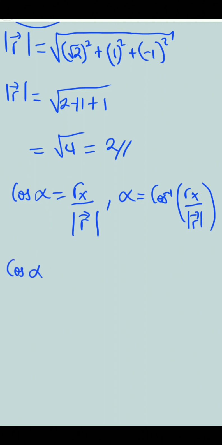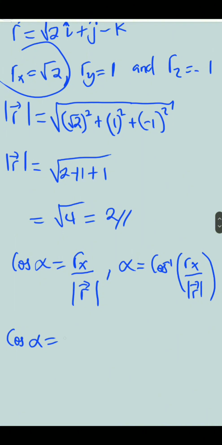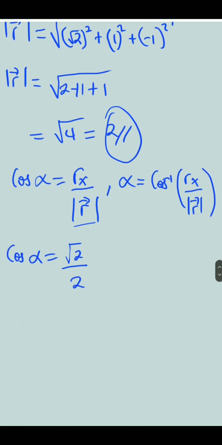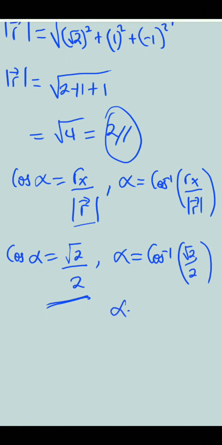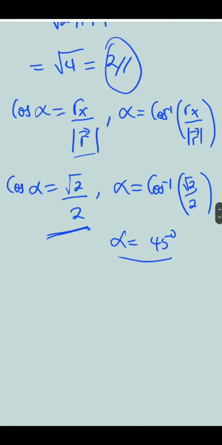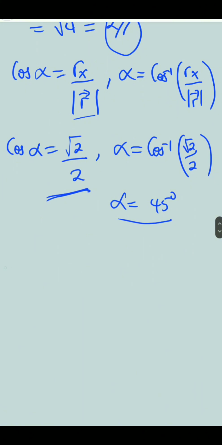So now let us find cos alpha, the direction cosine. The component of x is the square root of 2 over the magnitude, which is 2. So this is our direction cosine. With this we find the angle alpha, which equals cos inverse of the square root of 2 over 2. So alpha is equal to 45 degrees, the angle the vector makes to the x-axis.